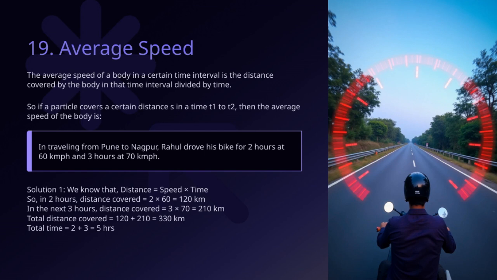This concept is crucial because it helps us understand the overall pace of a journey, regardless of how the speed might have varied during different segments. And that leads us to our key point. The average speed over a period is essentially the total distance covered divided by the total time taken. This idea applies broadly, whether we're talking about vehicles, objects, or any moving body.